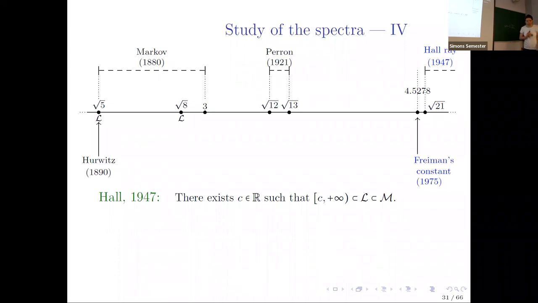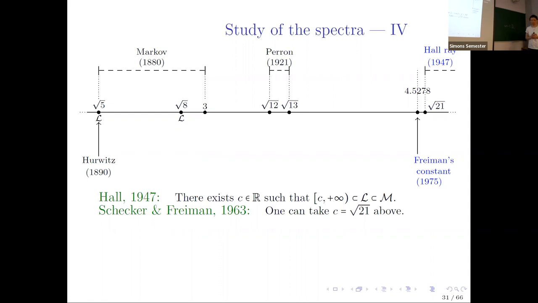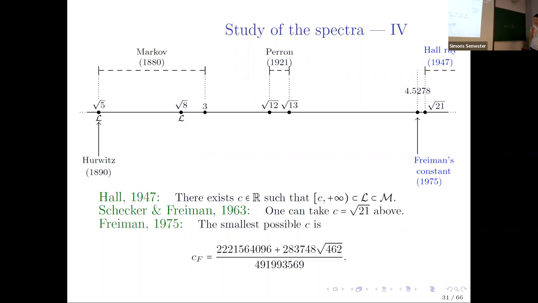Then some years later, in the middle of the previous century, Hall established that there exists a constant C such that the entire ray from C to infinity belongs to both sets. This ray got the name Hall's ray, and the constant is now known as Freiman's constant. Freiman published his work in 1973. It is about 100 pages of lecture notes of Kalinin State University, available only in Russian, never translated, and never checked. But everybody believes that Freiman's constant is somewhere there. And here it is.